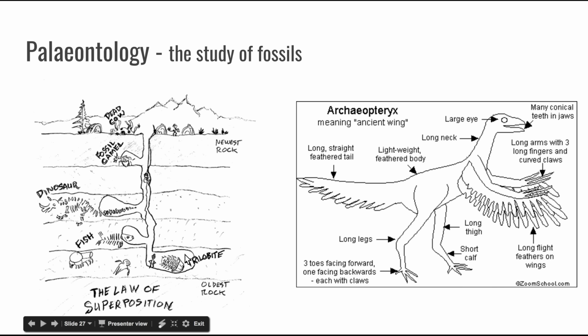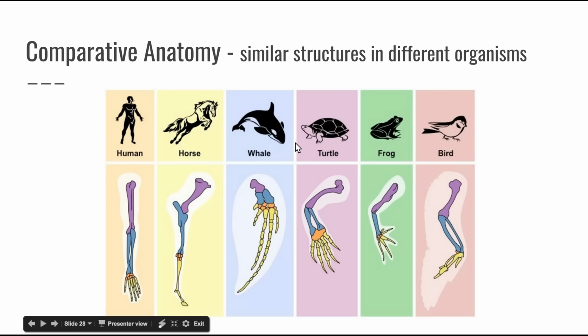So we can see our fossil record can tell us lots of information. As I said, our really simple organisms are down the bottom, in the oldest rocks, through to our really highly specialized and detailed organisms in the upper layers, which we refer to as the law of superposition.